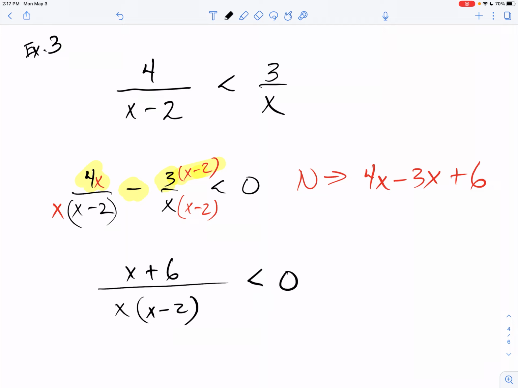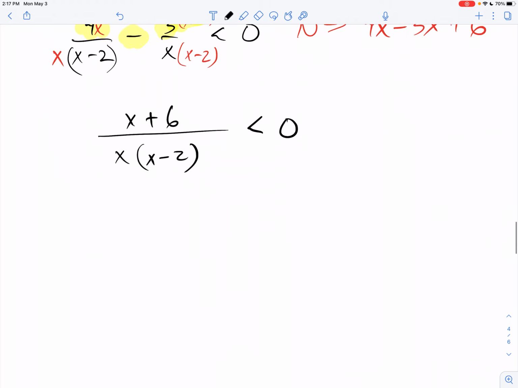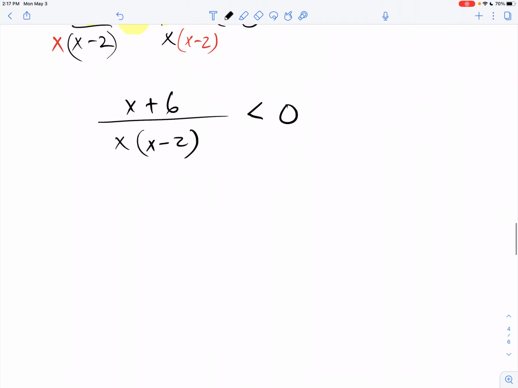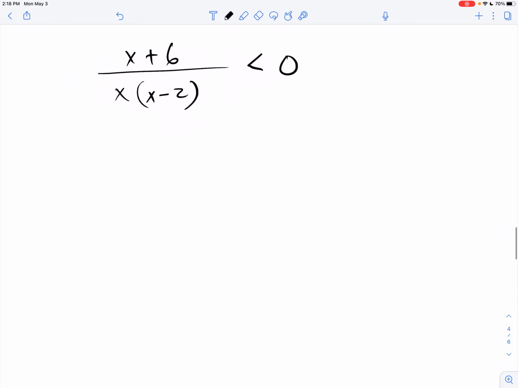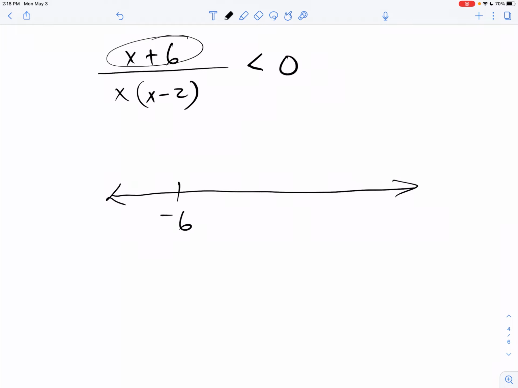Just let that sink in for a second. That is what we're going to have to evaluate now. So we have a critical value right here at negative 6. We have a critical value right here at positive 2. And remember, if you have a single letter involved, that means you have a critical value at 0.